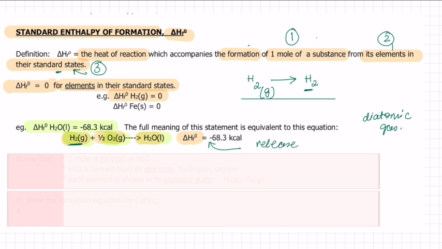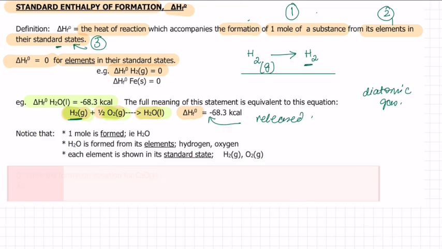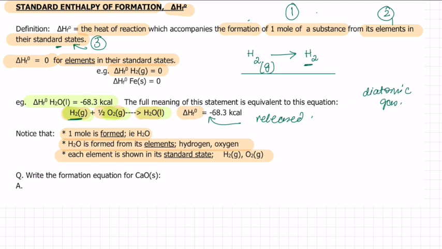A question on a test could be a multiple choice question where a series of equations are given to you and you're asked whether or not this could be the standard enthalpy of formation. So you're looking for these 3 conditions to be met. There must be 1 mole of product, it must be formed from the elements, and each element must be shown in its standard state. Or you could be asked to write the formation equation for something.